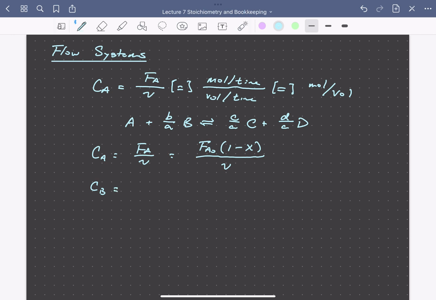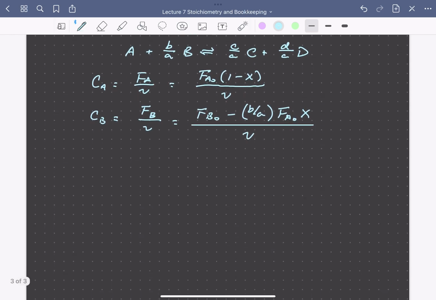For CB, we'll have a similar expression as we did for the batch system. So our expression depends on the inlet molar flow rate of A, the ratio of the stoichiometric coefficients of B and A, and then the amount of A reacted. So that's FA0, our inlet molar flow rate, times the conversion X. And the denominator here again is the volumetric flow rate through the reactor.